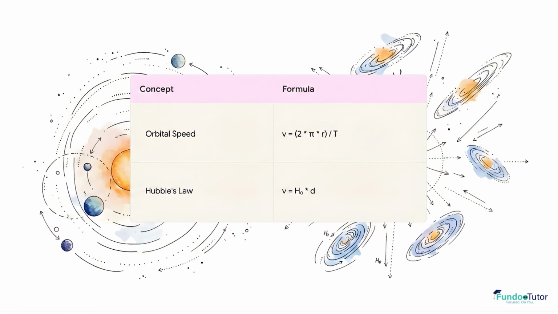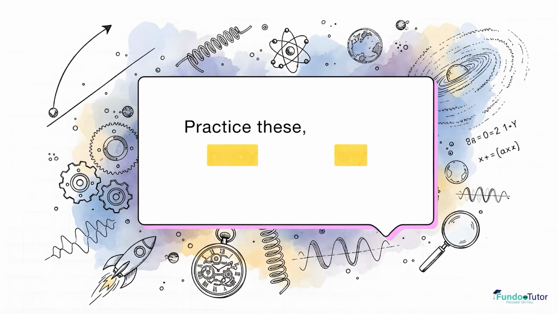Then, for the whole universe, on a grand scale, we use Hubble's law. It just tells us that the speed a galaxy is moving away from us is proportional to how far away it is. And there you have it.